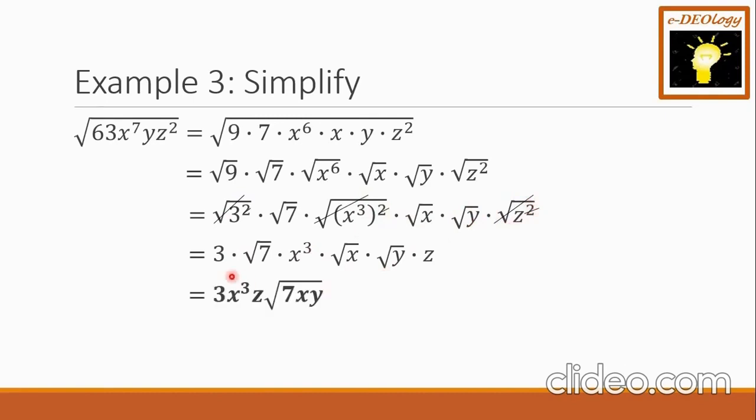In the next line, we're going to multiply all terms without radical and all terms with radical. So we have now the 3 multiplied by x cubed times the z. Here it is now 3x cubed z. And then for the radicals, we have the 7 times x times y all inside the radical symbol. So our final answer is here, 3x cubed z, square root of 7xy.